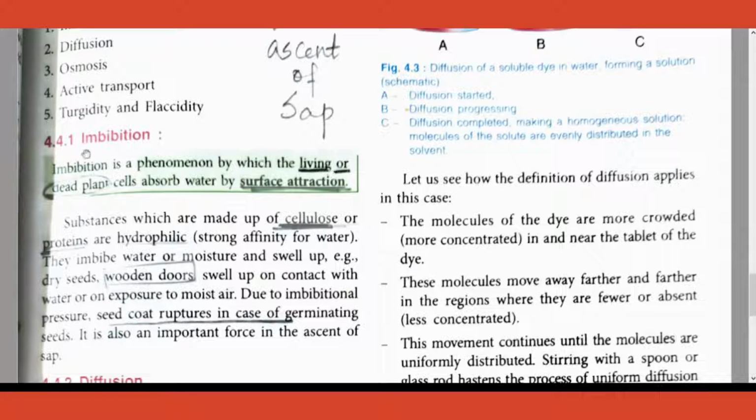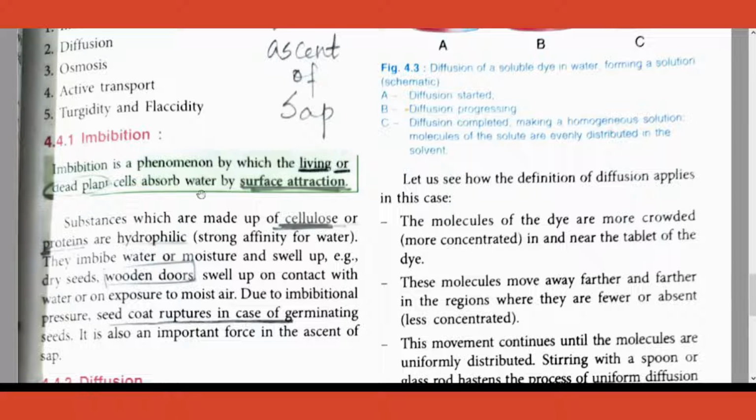Another concept is about imbibition. 2 mark question comes in this format. Wooden doors get jammed during the rainy season. What is the reason, they ask? Which phenomenon is responsible for it? The phenomenon that is responsible for it is called imbibition.